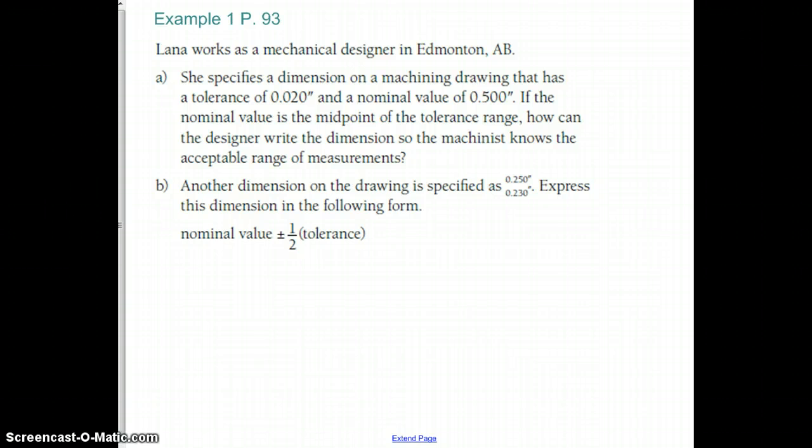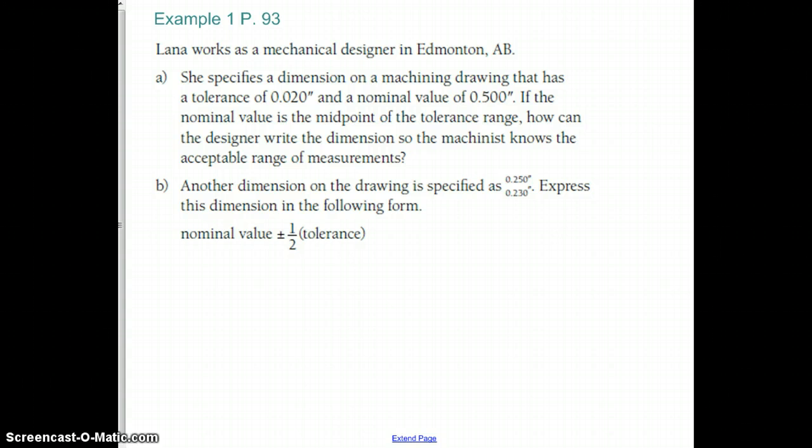Lana works as a mechanical designer in Edmonton, Alberta. She specifies a dimension on a machine drawing that has a tolerance of 0.020 inches and a nominal value of 0.500 inches. If the nominal value is the midpoint of the tolerance range, how can the designer write the dimension so the machinist knows the acceptable range of the measurements?